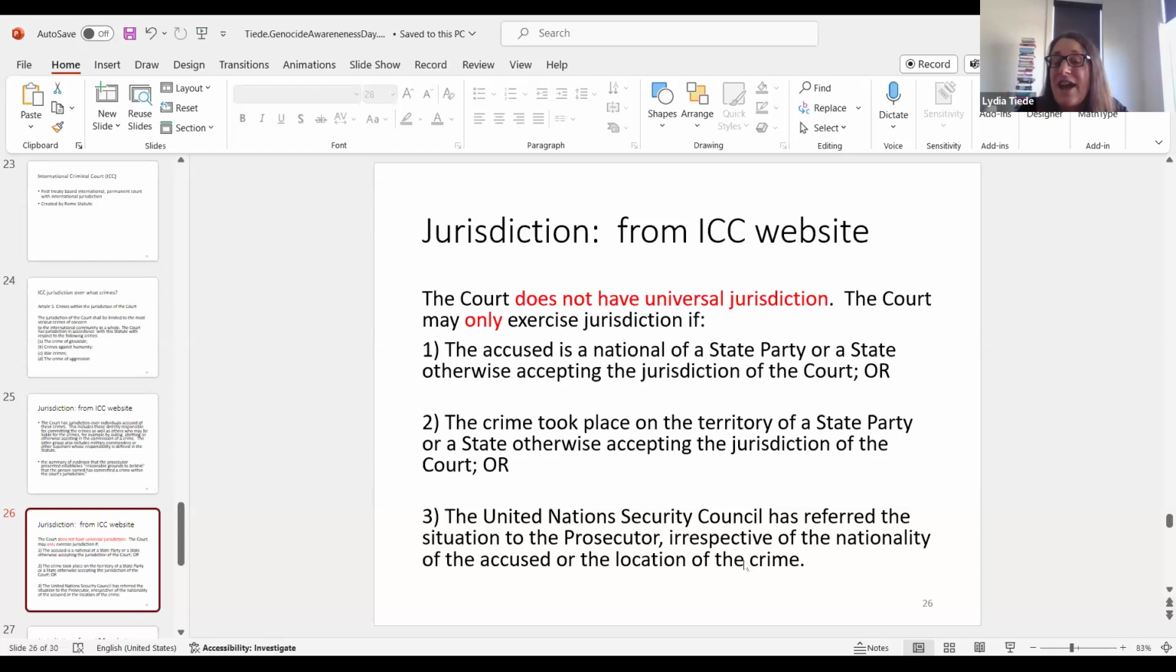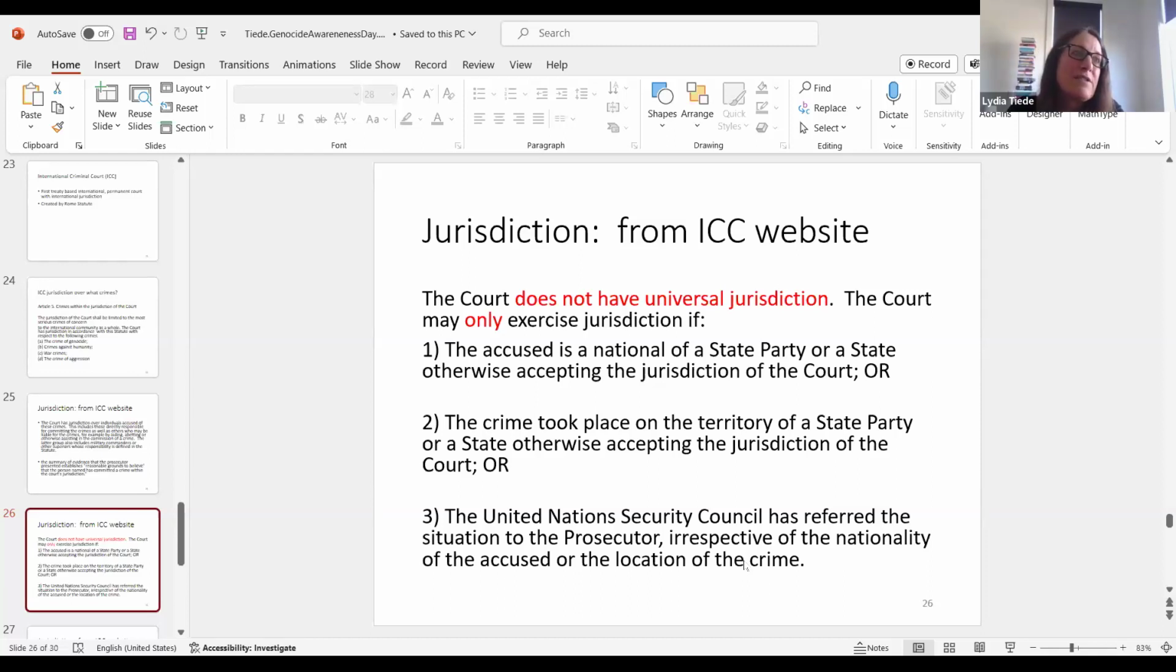Either the accused is a national of a state party or a state accepting jurisdiction of the court. So the International Criminal Court has a treaty, and all these countries signed on, except, as you know, the US. And so if you signed on to that treaty and you commit genocide, the court has jurisdiction over you. Okay, so that one's easy. Another one is the crime took place on the territory of a party that had also signed on and accepted jurisdiction of the court.